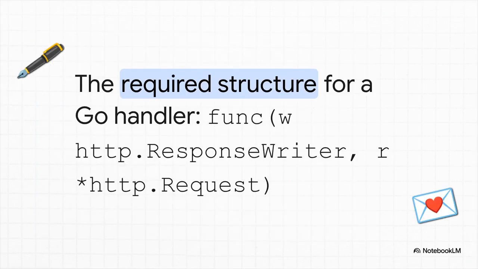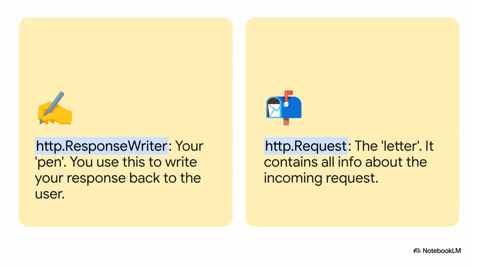Now, what's really cool is just how simple the pattern for this is. This structure you see here, that's it. That's all Go needs for a handler function. It's like a contract. Go promises that every time this function runs, it'll give you two things: a way to write your response and all the info about the request that just came in. So let's break down those two tools.